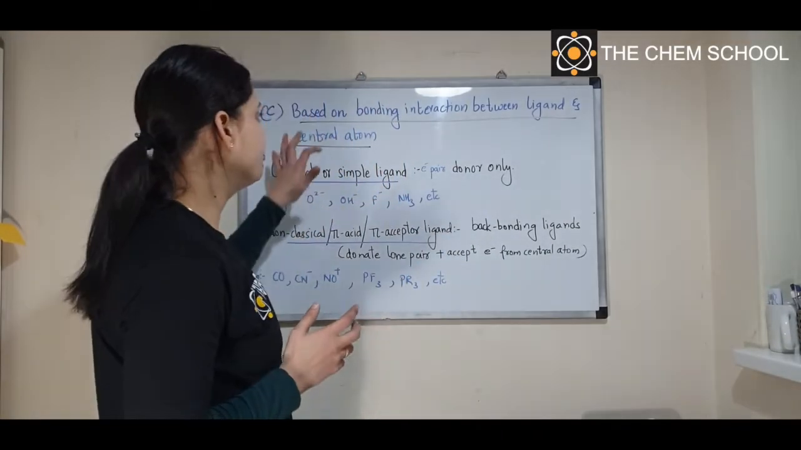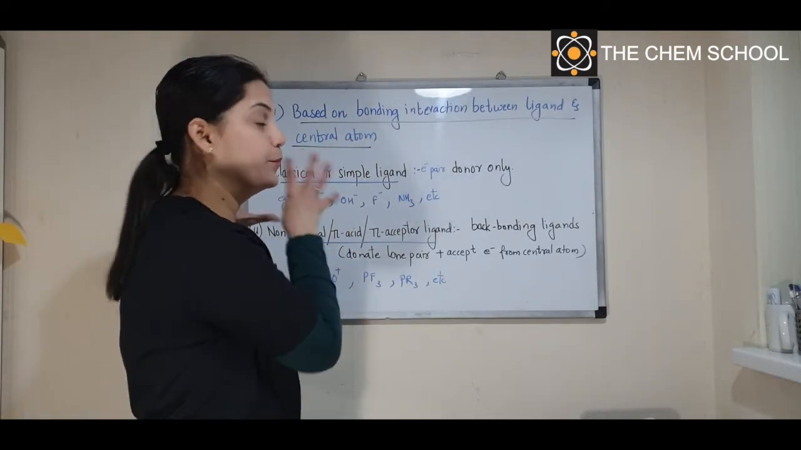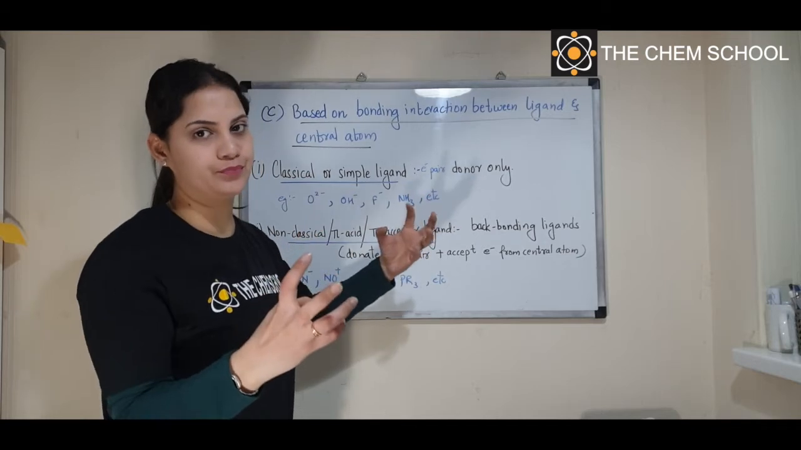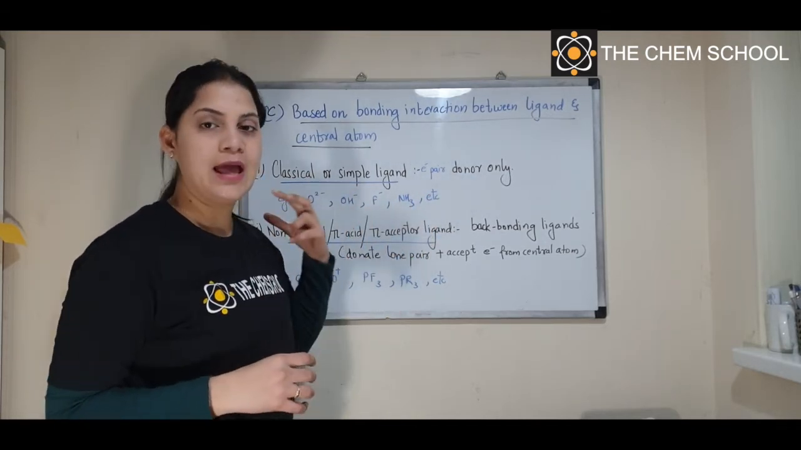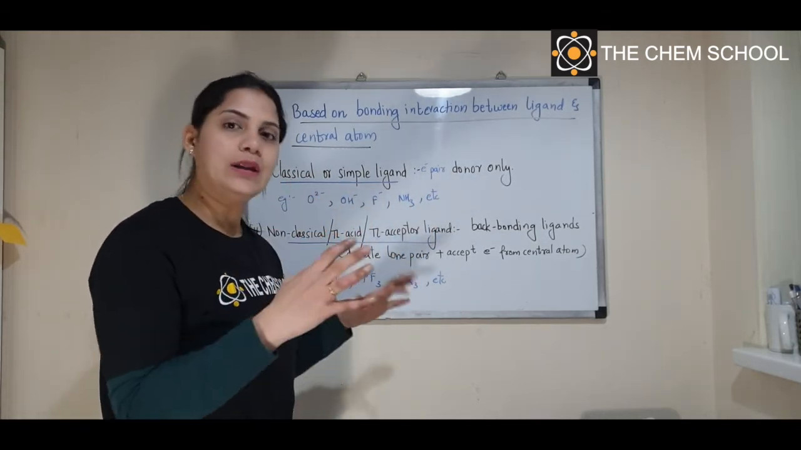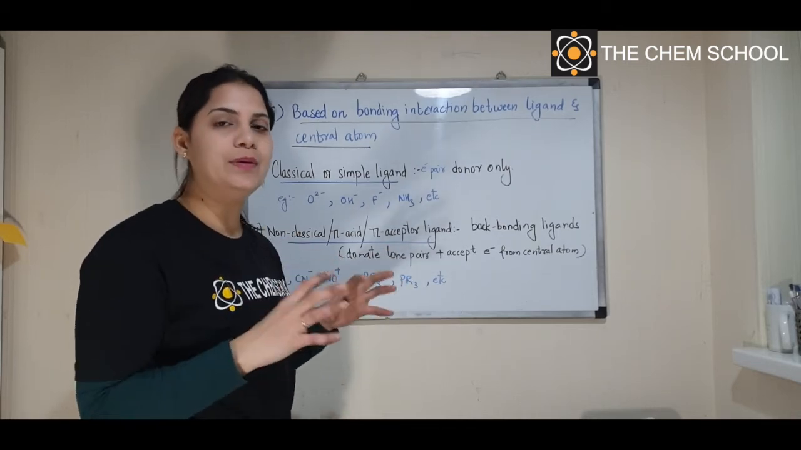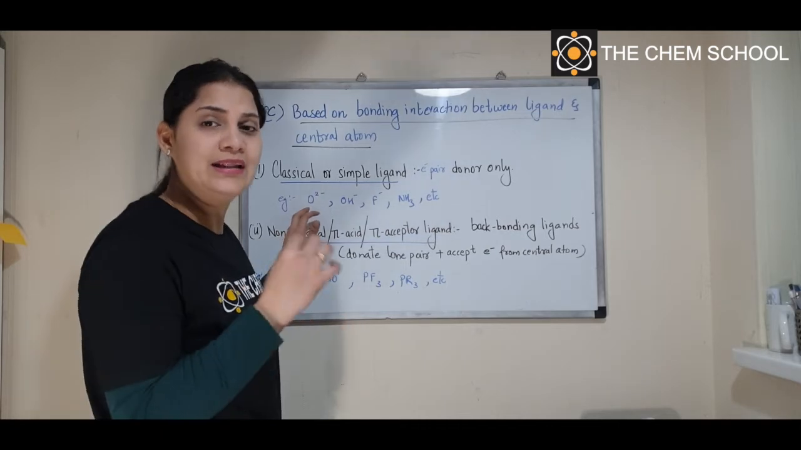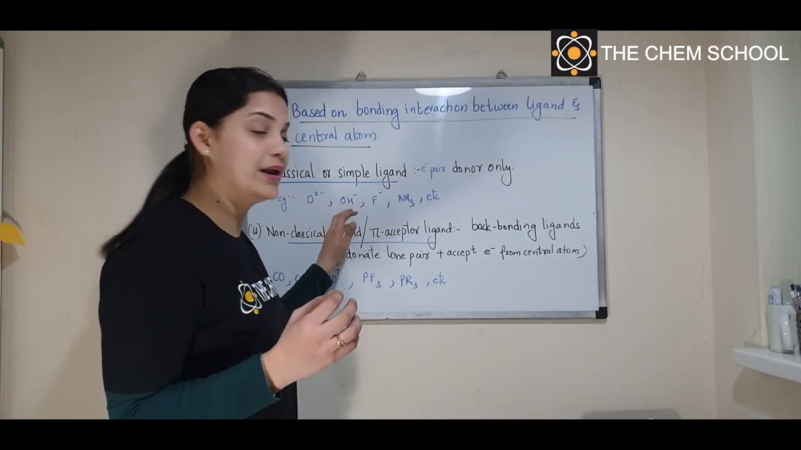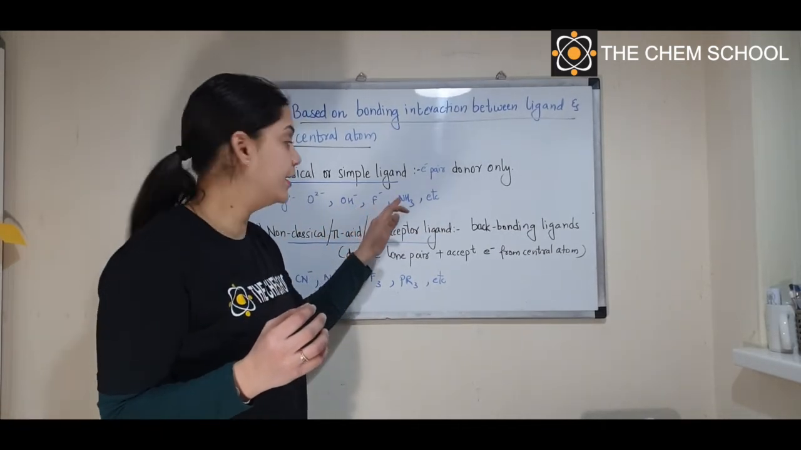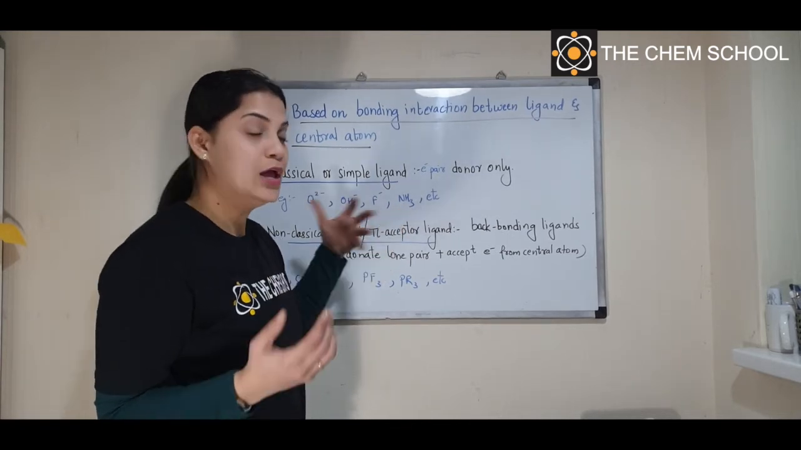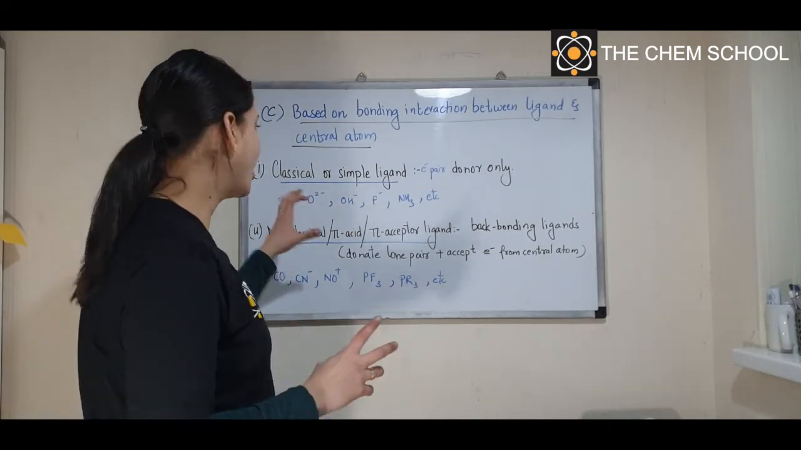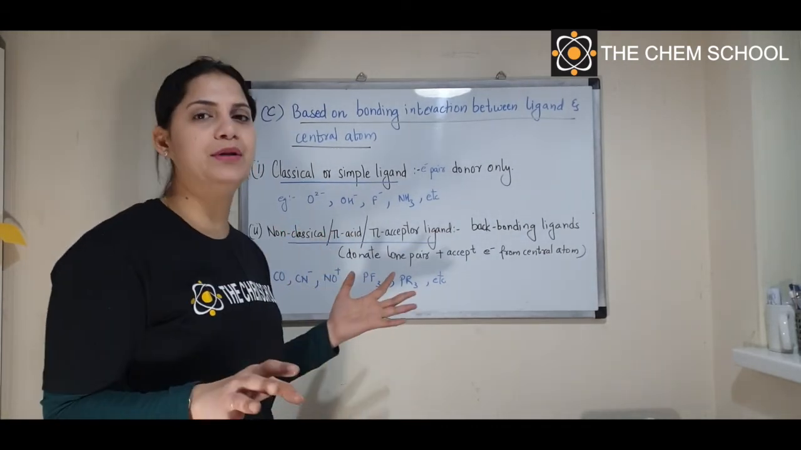The last type was based on the bonding interaction, that's the complete name. So it is based on the bonding interaction between the ligands and the central metal atom. Now, two things can happen. The ligand can only be a lone pair or electron pair donor. In this case, only the lone pair is donated. So they are only electron pair donors. Such ligands are called classical ligands, or simple ligands.